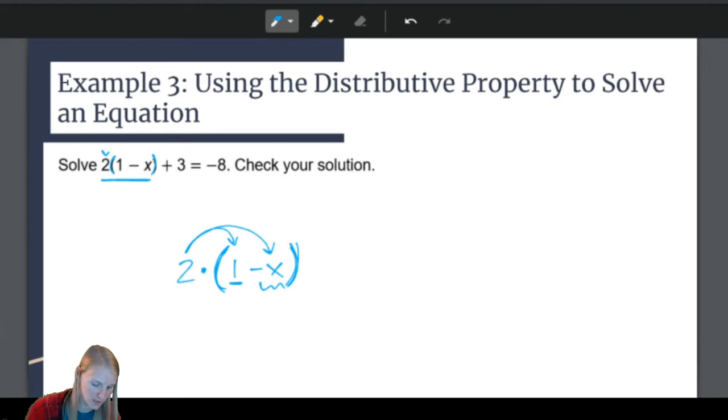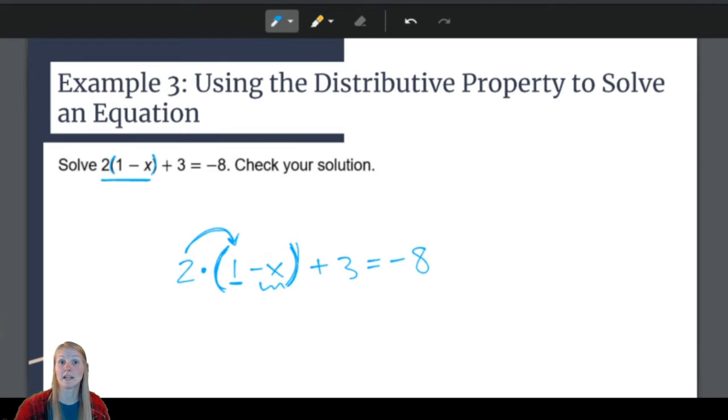So, let's just write out the rest of the equation. First, this first arrow, I'm going to do 2 times 1. 2 times 1 is 2. So I'm going to put a 2 here. Now, my second arrow says that I'm doing 2 times negative x. 2 times negative x is just negative 2x. You just put them together.